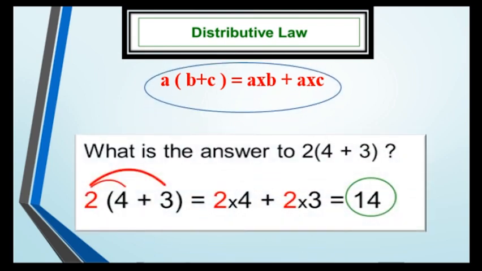Look at an example here. What is the answer of 2 multiplied by 4 plus 3? So look at this one, 2 multiplied by 4. What will we get? After that, addition here, again I multiply 2 with the next number, so we will get the next value.